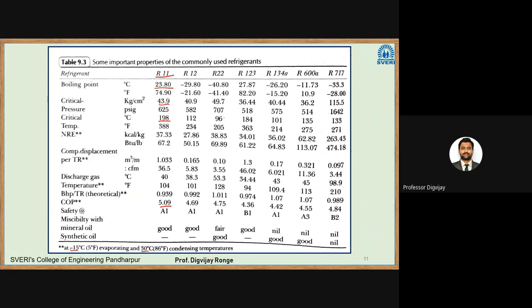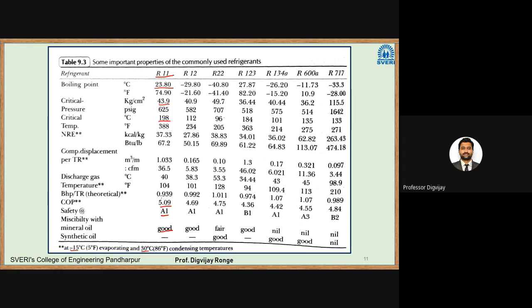Then, coming to safety, this R11 is marked as A1. We have just seen that A1 means lowest toxicity and non-flammability, so it is very safe to use. Then there is miscibility with mineral oil, which is good. The refrigerant should be miscible or soluble in the oil, meaning whatever oil is used in the compressor.